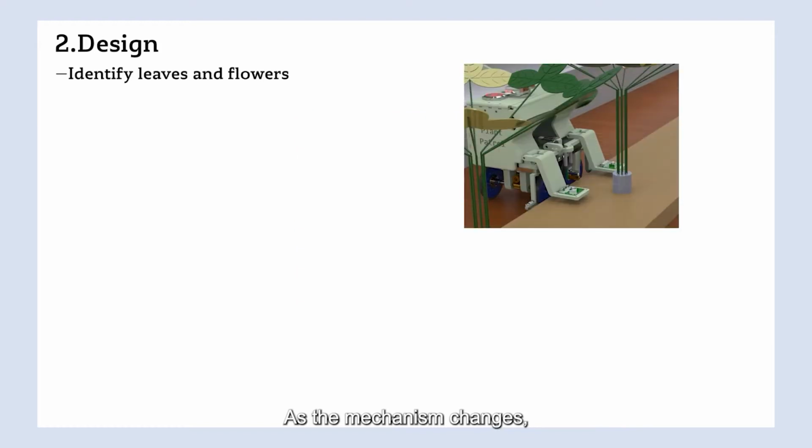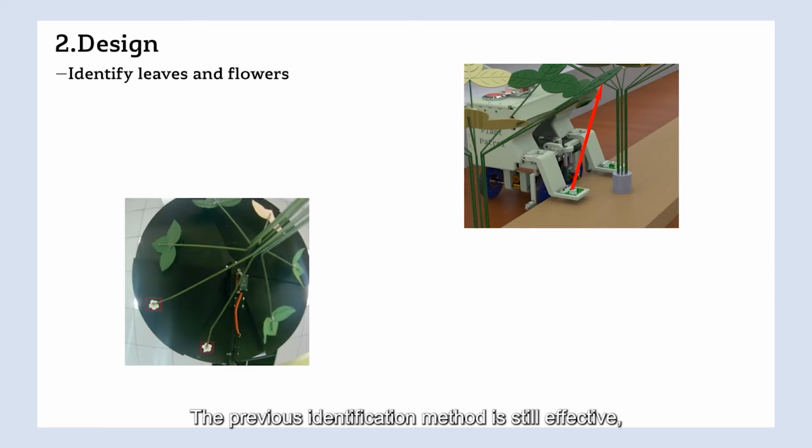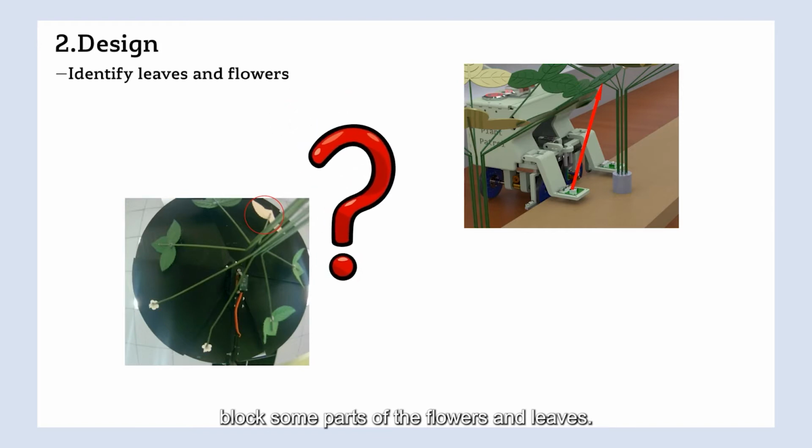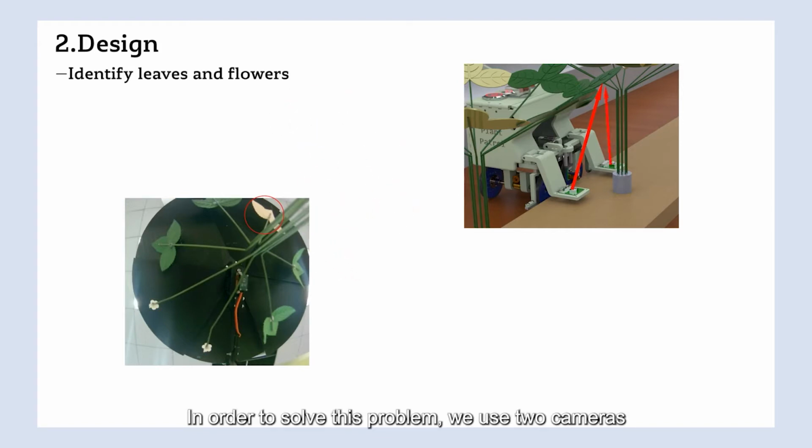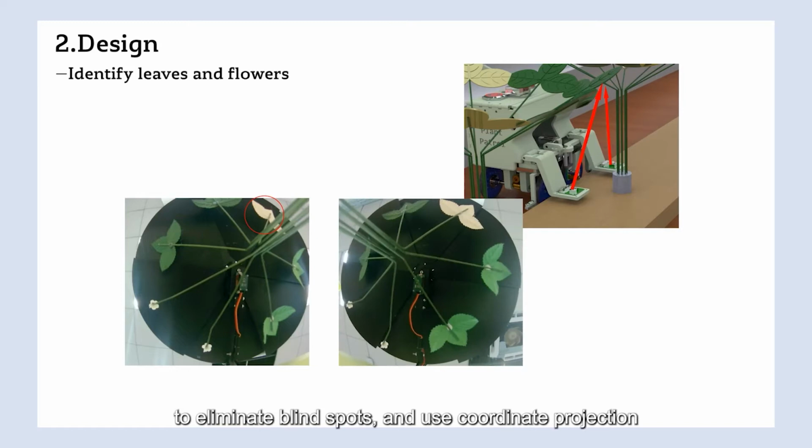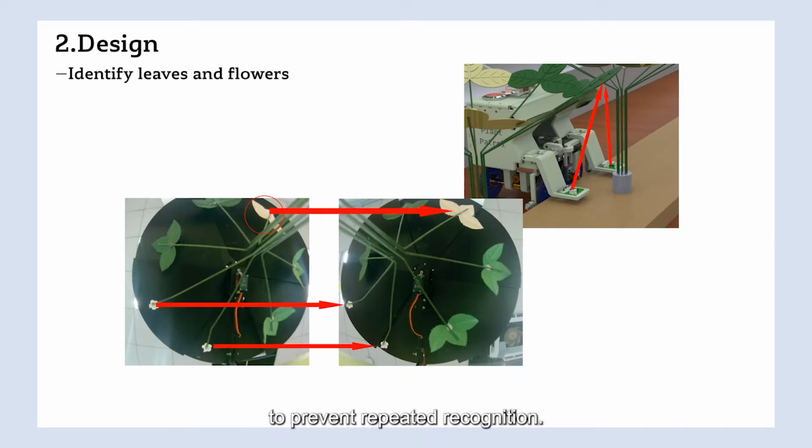As the mechanism changes, we take pictures from the bottom up. The previous identification method is still effective, but the challenge we face is that the stem will block some parts of the flowers and leaves. In order to solve this problem, we use 2 cameras to eliminate blind spots, and use coordinate projection to prevent repeated recognition. As a result, as long as the camera finds a target, we can recognize it.